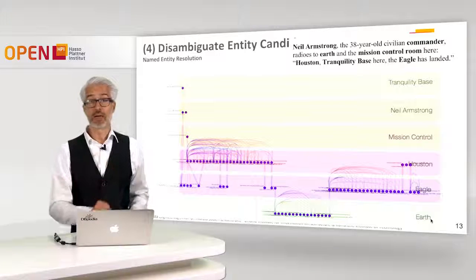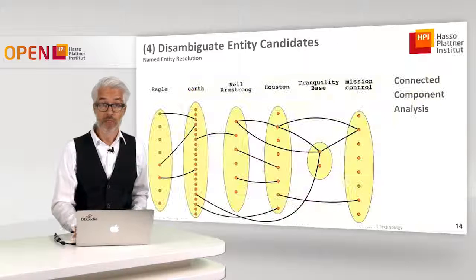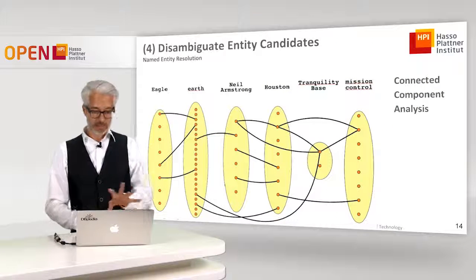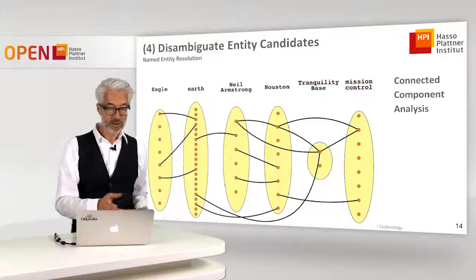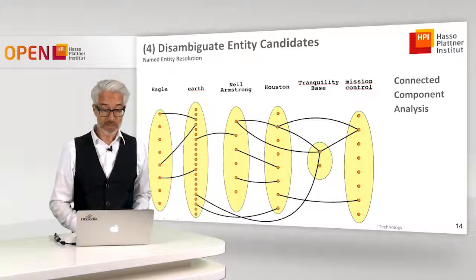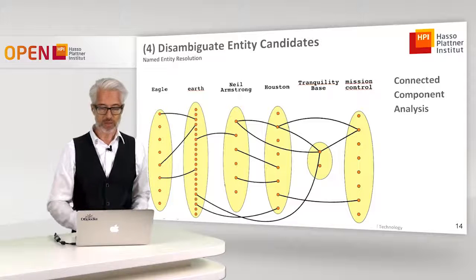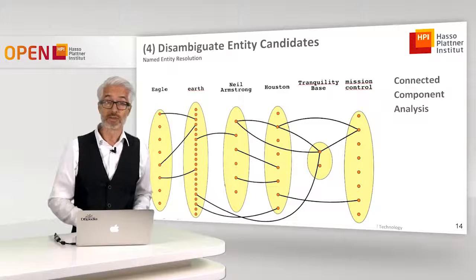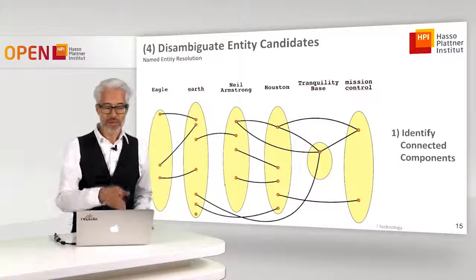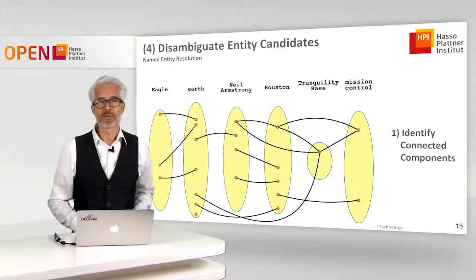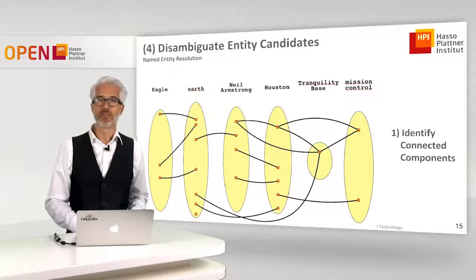And this gives you somehow a notion already how this disambiguation process might work. Speaking of it in a more mathematical sense, I have plotted here these single layers. I have turned it by 90 degrees, and this is exactly the same graph for Eagle, Earth, Neil Armstrong, Houston, Tranquility Base, and Mission Control. What I do first is, of course, I remove all these nodes which are not connected or interconnected between the layers. I only want to identify the so-called connected components.